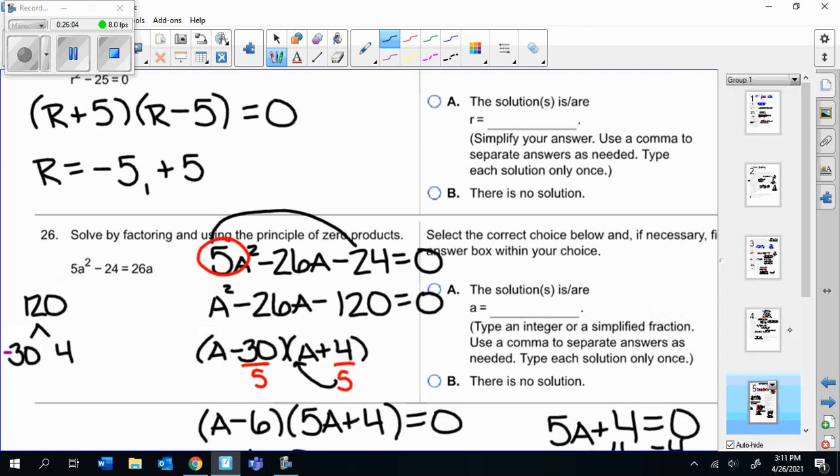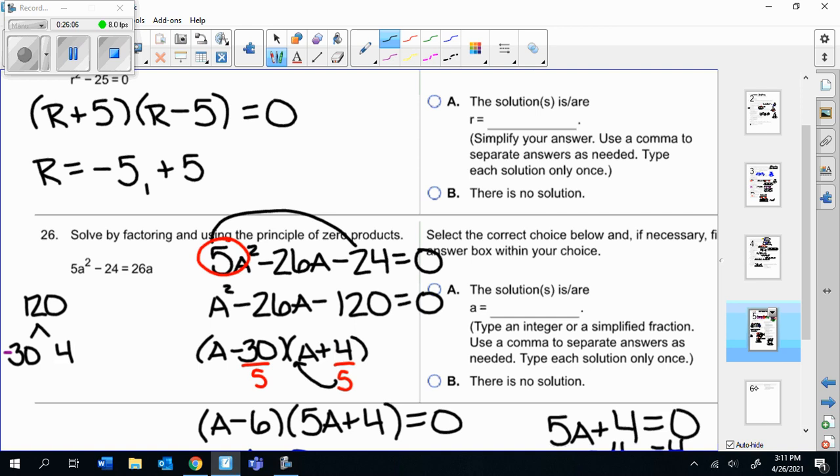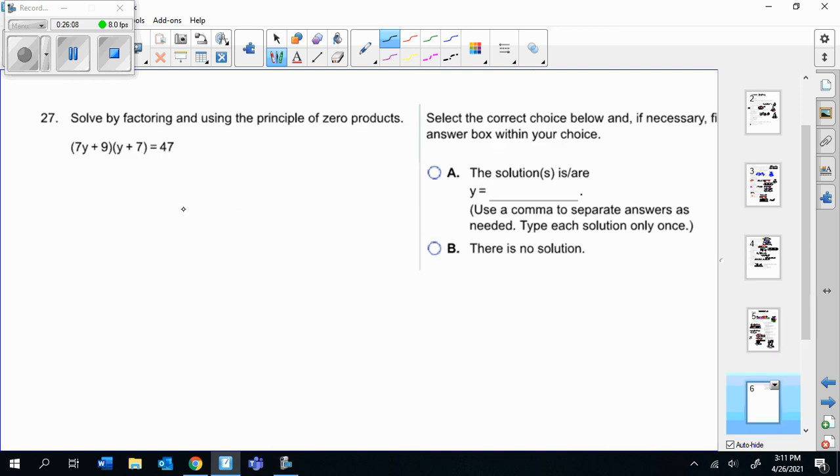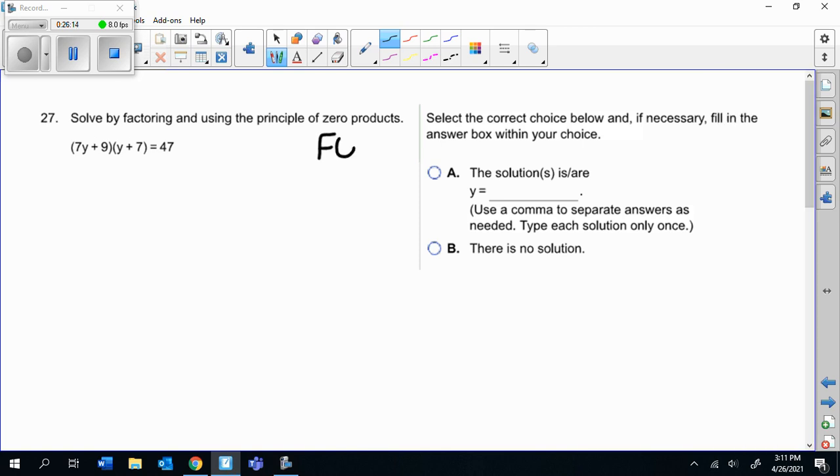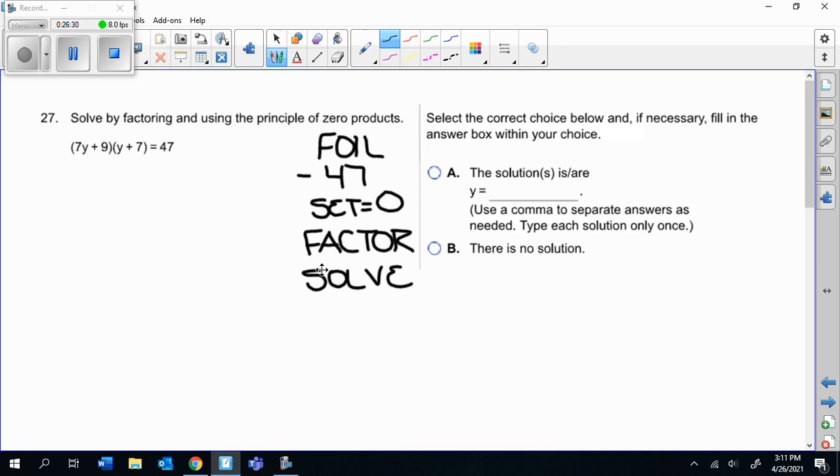All right. Is there more? I don't know. 27. Ooh, that's a doozy. Okay, here we go. First thing I'm going to do is FOIL. Then I'm going to subtract the 47 because I want to set it equal to 0. Then I'm going to factor it again. And then I'm going to solve it. That's my plan. And I got a whole blank page to do it.